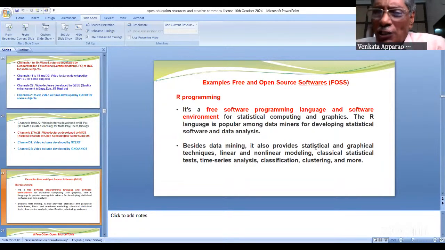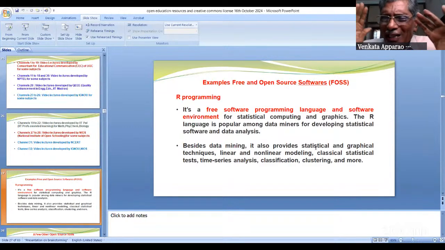Only for advanced research, you may have to depend on some commercial software. But as far as teaching is concerned, these free and open source software are being used extensively in all higher education institutions in the world. And all IITs and all central universities openly advocate that other colleges and universities use free and open source software.